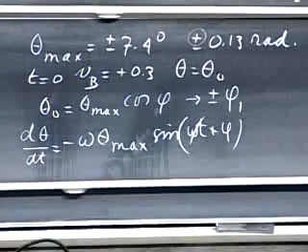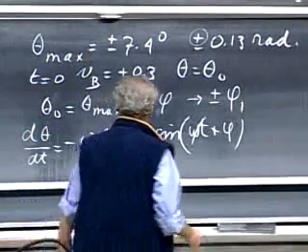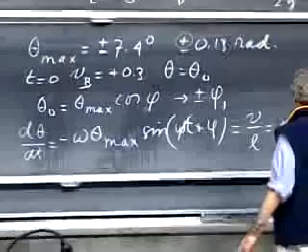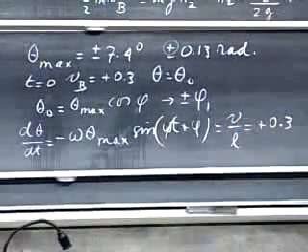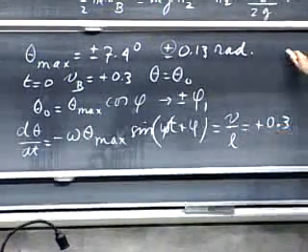What is d theta dt? Well, d theta dt is v divided by L. This is v divided by L, and is therefore plus 0.3. This plus because at t equals 0, the angle is increasing. So it is plus.